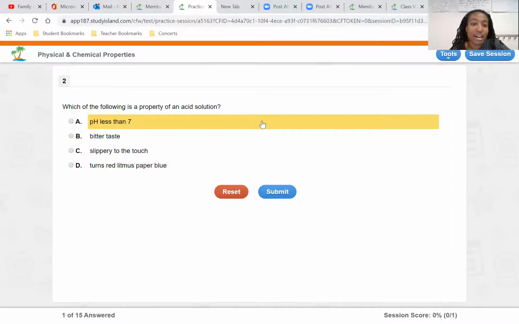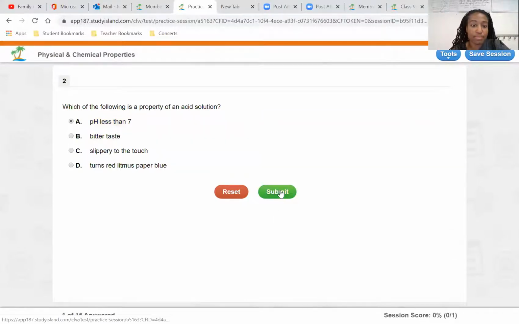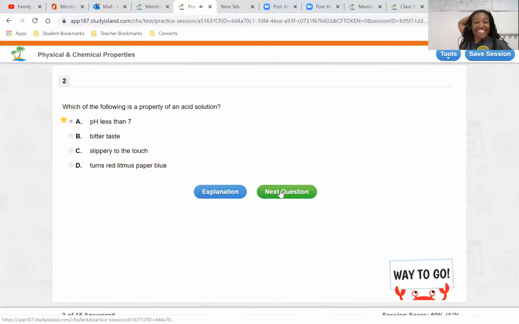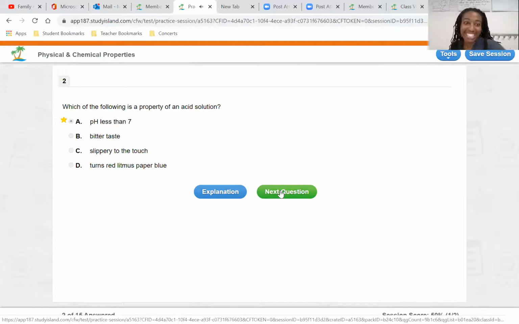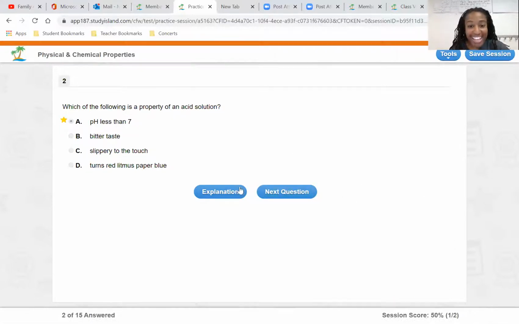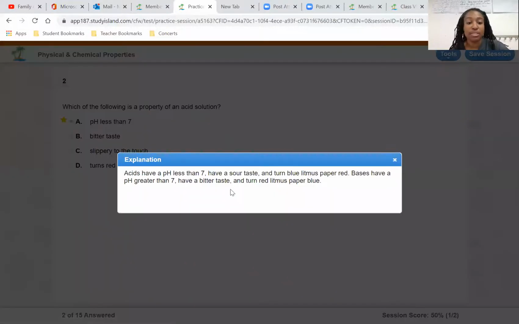Well, I don't want to taste my solutions to find out if it's a property because that's dangerous. So I'm just going to say pH. Oh, okay, right. I should have been a doctor. So now I got that right. Hey, but I can still look at my explanation.